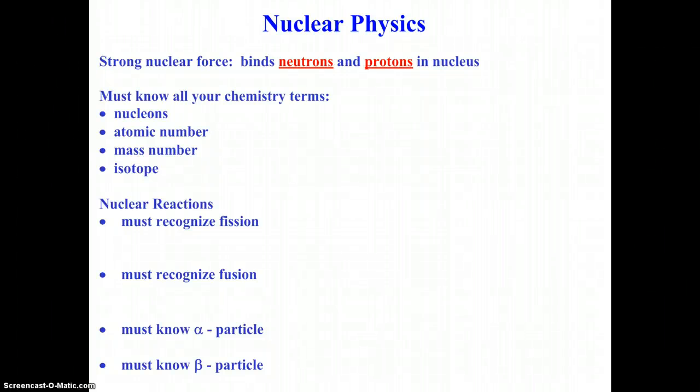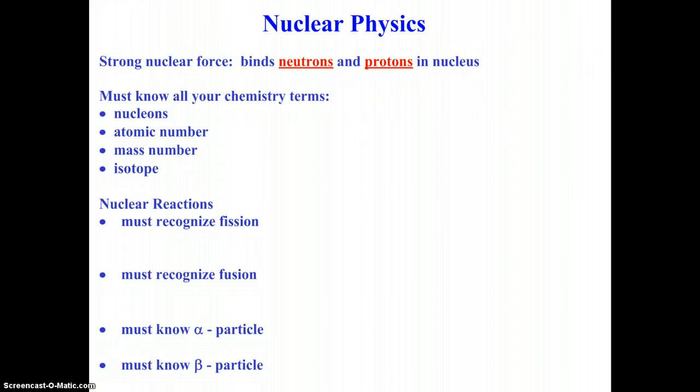Welcome to the AP discussion on nuclear physics. In this video, we're going to just do some basic nuclear physics introduction topics. Let's start with the term strong nuclear force. The strong nuclear force, the strongest force in the universe, binds neutrons and protons together in the nucleus.